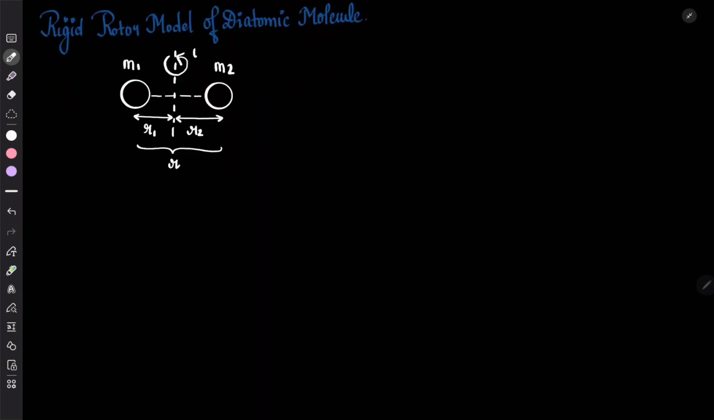It's kept at a distance r. So there are two masses, m1 and m2, and this is omega. So the total length r is equal to r1 plus r2. From this we can find the center of mass of the system, which is nothing but m1 r1 is equal to m2 r2, where r1 is equal to m2 r2 divided by m1.